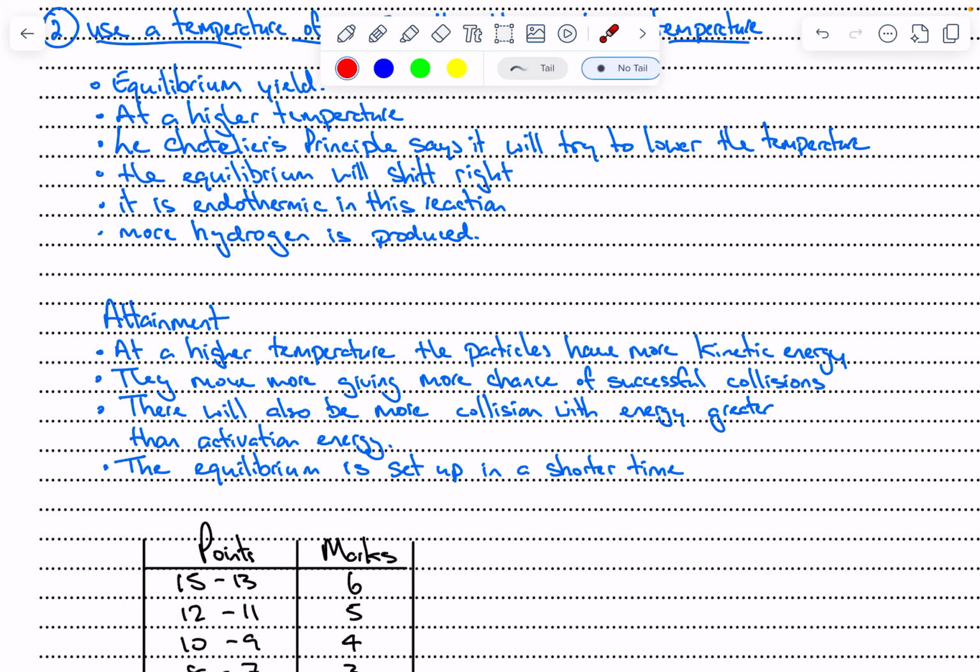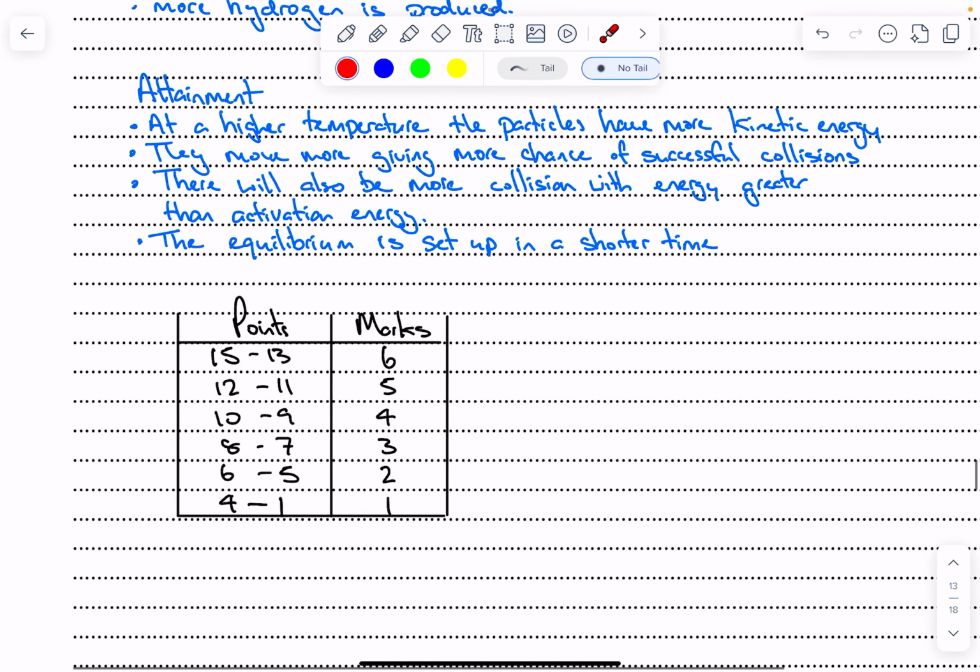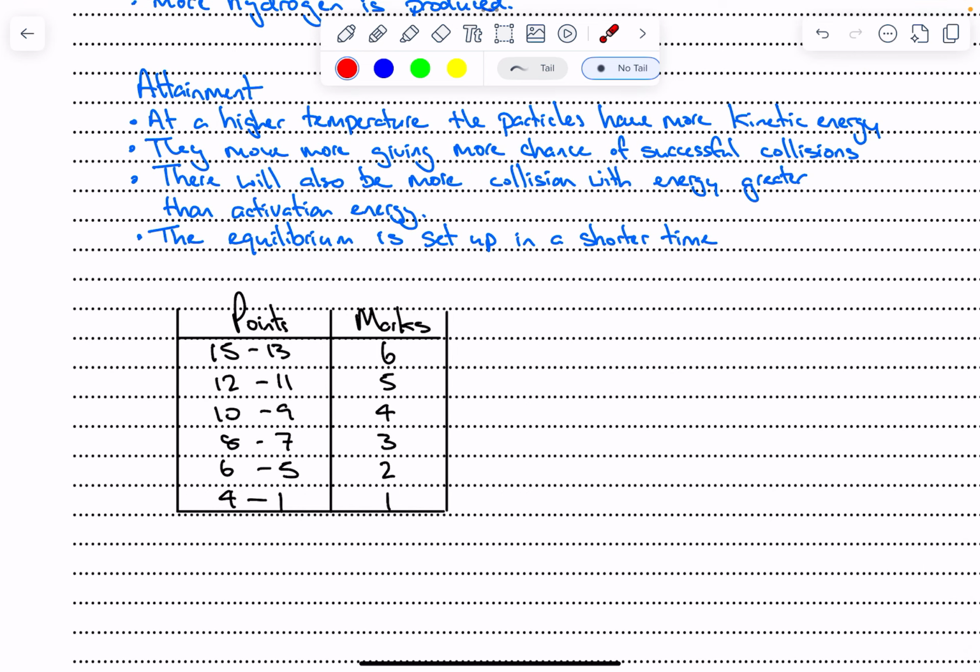If you count the bullet points, there are 15 there. So what we've done again is split it up. If you've got over 13, you get 6 marks, over 11 is 5, and so on as you go down. So you can award yourself a number of marks based on how many of those bullet points you have got.